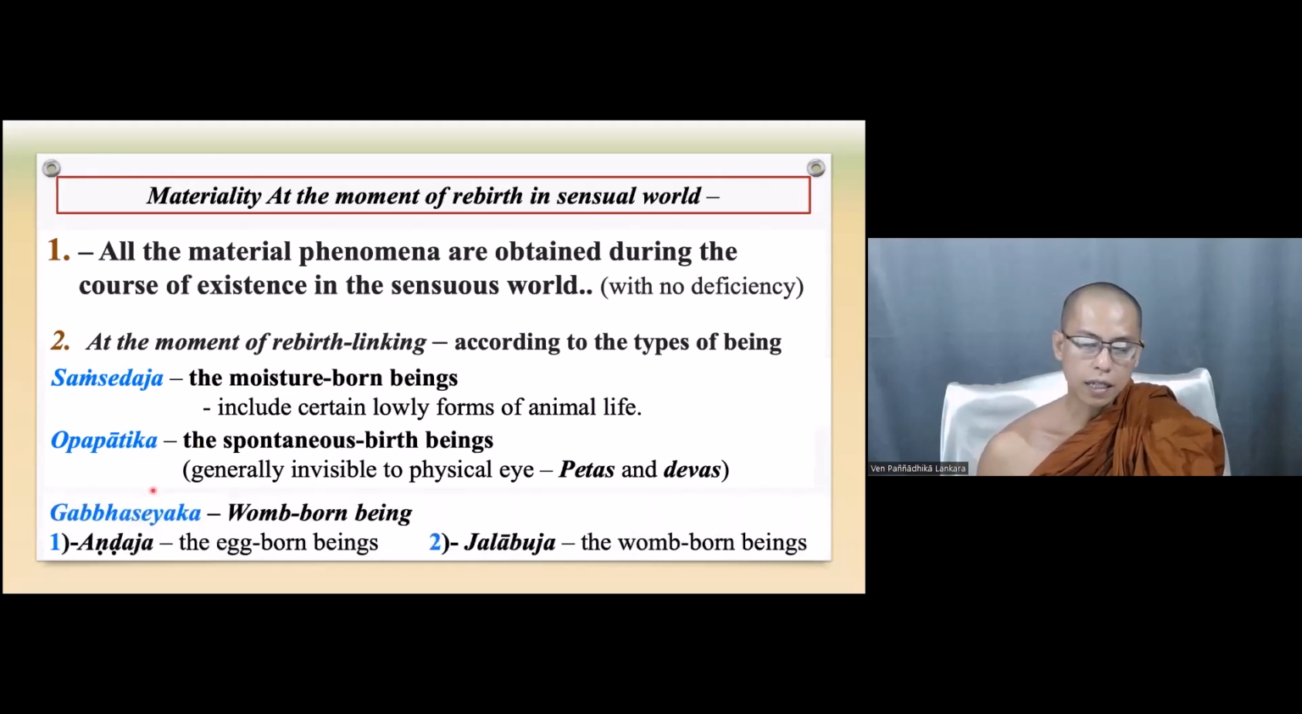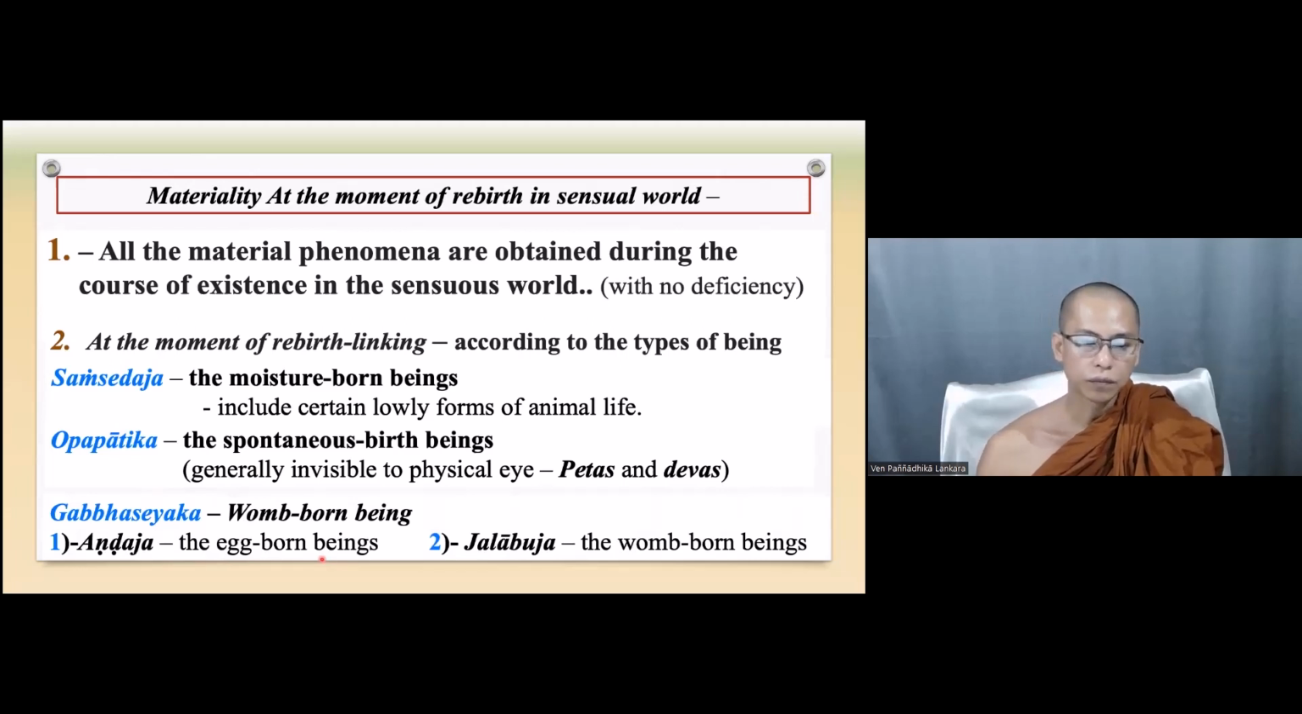And the last type of beings are womb-born beings. They are called the Gabbhaseyyaka. So, three types. But under the Gabbhaseyyaka category, we can find the Andaja and Jalabuja. Andaja, anda is egg, so egg-born beings, like fish and birds.